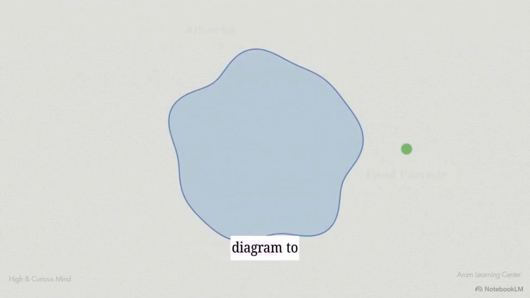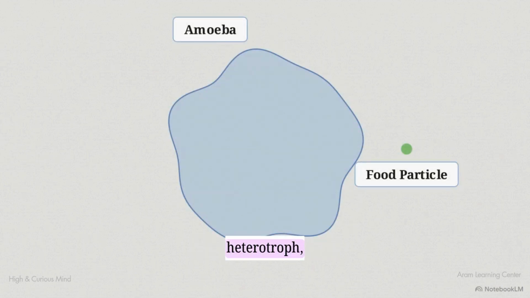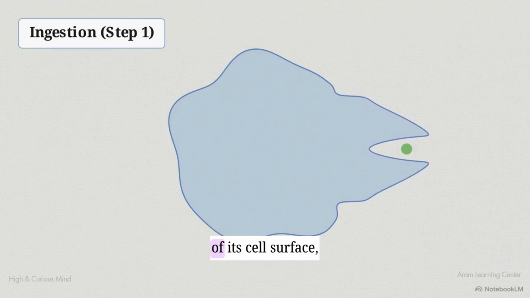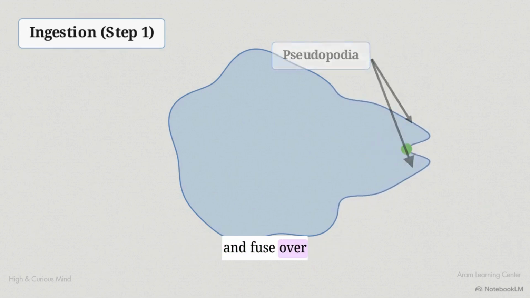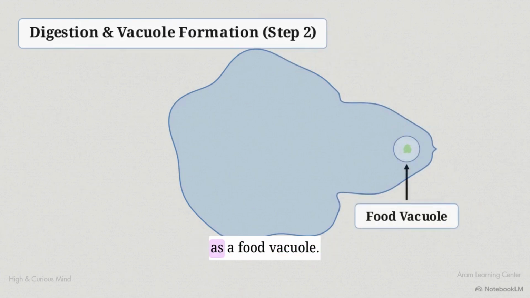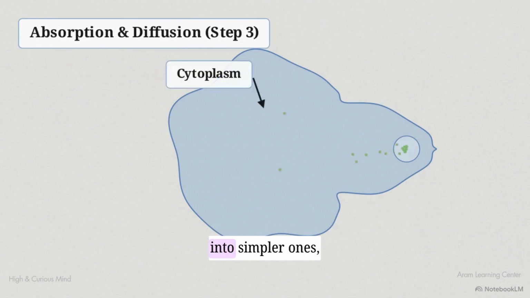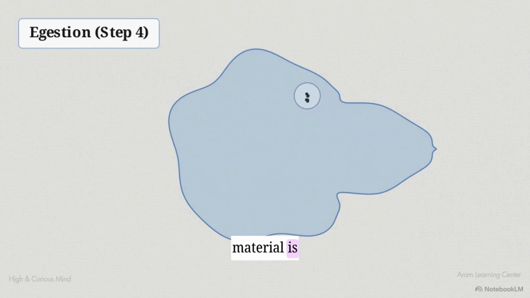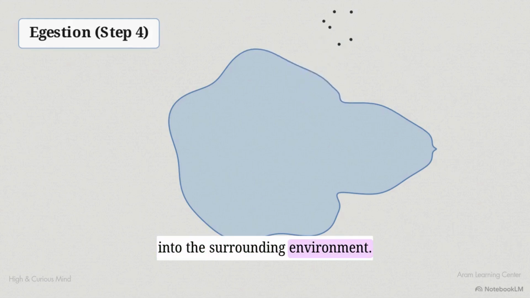Let's look at this step-by-step diagram to see how a single-celled heterotroph, the amoeba, gathers its food. First, it uses pseudopodia, temporary finger-like extensions of its cell surface, to reach out and fuse over a food particle. This action encloses the food, forming what is known as a food vacuole. Inside that vacuole, the complex substances are broken down into simpler ones, which then diffuse straight into the cytoplasm. Finally, the remaining undigested material is moved to the surface of the cell and thrown out into the surrounding environment.